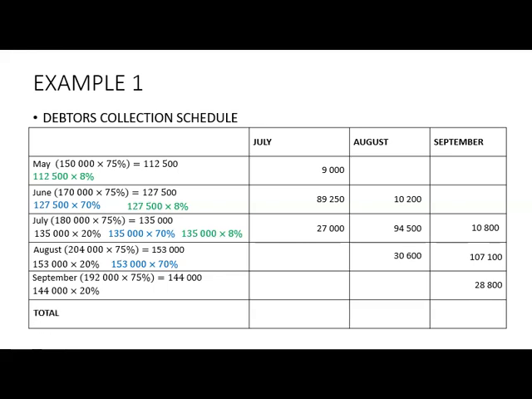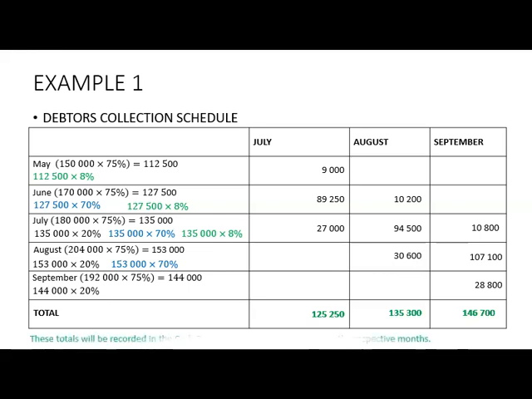Now I'm going to calculate how much I've collected per month. For July, I've collected 9,000 plus 89,250 plus 27,000. That will give us 125,250. For August, I collected 10,200 plus 94,500 plus 30,600. That will give us 135,300. For September, I collected 10,800 plus 107,100 plus 28,800. That will give us 146,700. For July, we collected this amount. For August, this amount. For September, this amount.